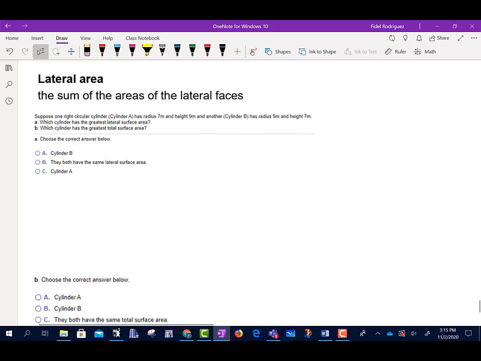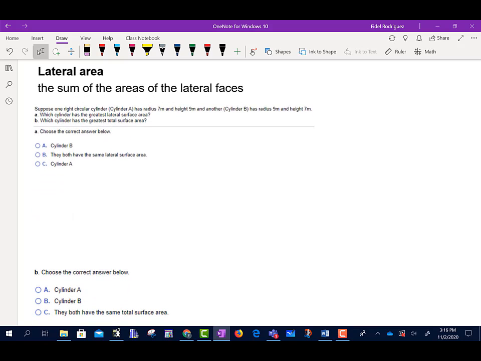Okay. So the next problem we have here is talking about lateral area. So lateral area refers to the sum of the areas of the lateral faces.